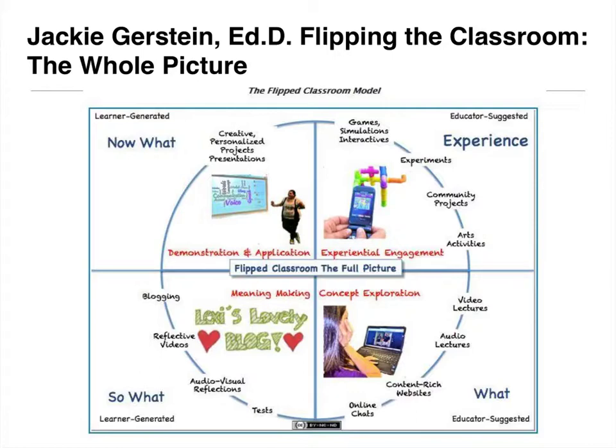But then see what happens in the top left quadrant. You take your topic to an entirely new level. This is where students produce creative, personalized projects and presentations. And finally, on the top right quadrant, the students engage in games, simulations, interactives, experiments, and even community projects and art activities. I believe this is an absolutely fabulous representation of the flipped classroom model. As you can clearly see, the flipped classroom takes your subject matter to an entirely new height and clearly to the top of the new Bloom's taxonomy.